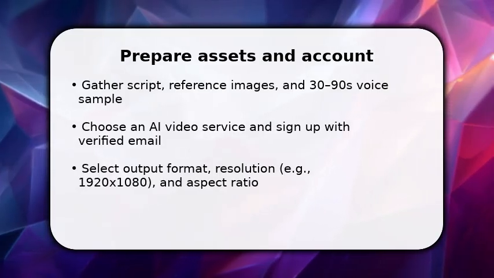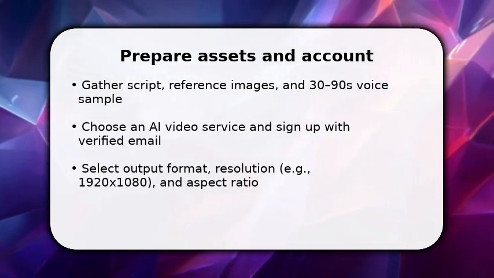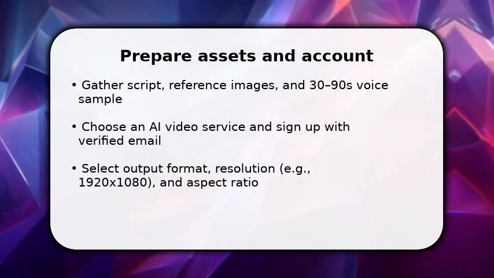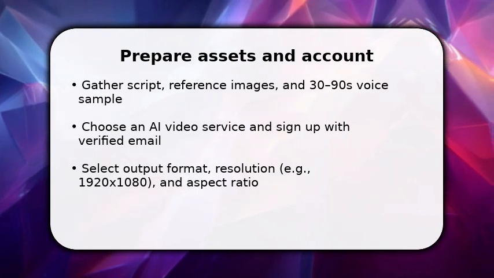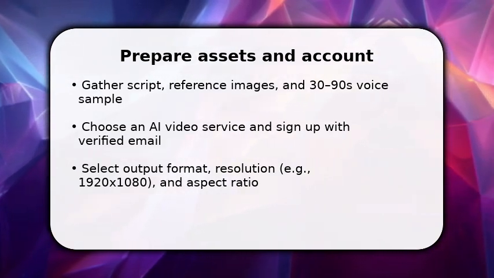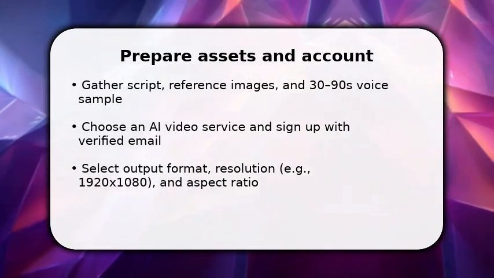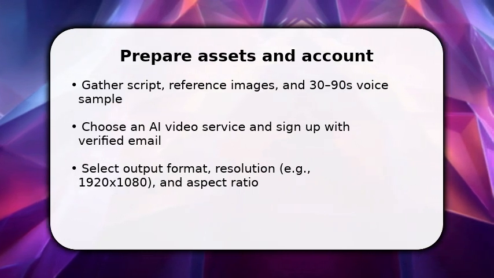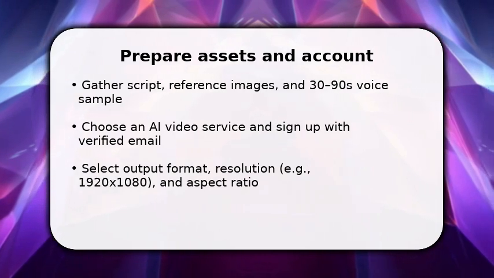You start by collecting the essentials: a concise script, 1 to 3 reference images, and a 30-90-second voice sample if you want realistic speech. Once done, create an account on your chosen AI video platform and verify email. Make sure to pick the right output settings like 1920x1080 and 16:9. You should also set a project folder and name. Doing this now saves time and avoids rework when you move into the creation steps.